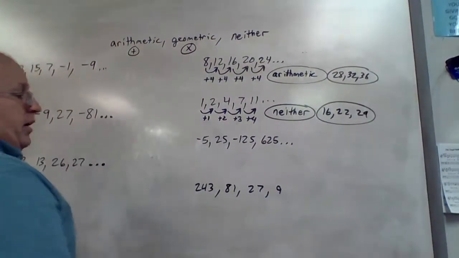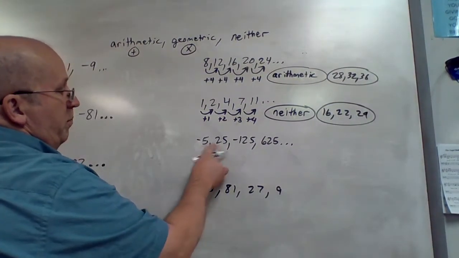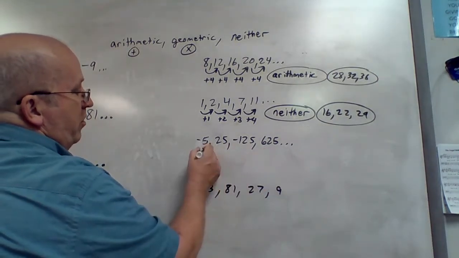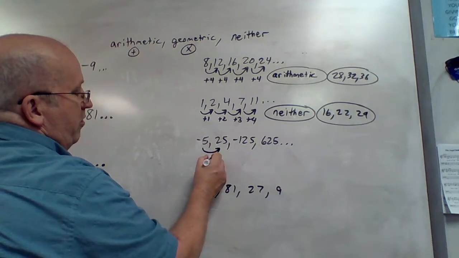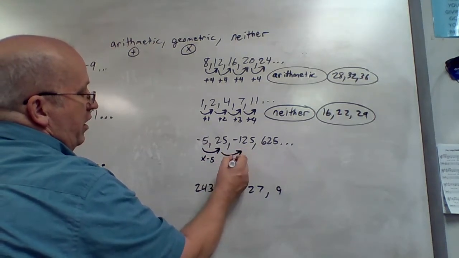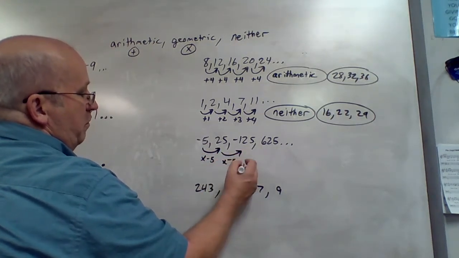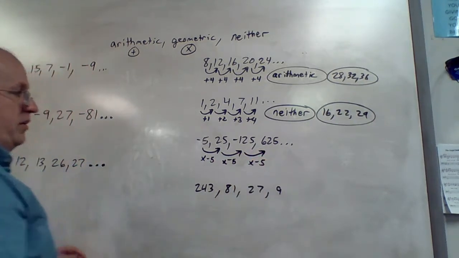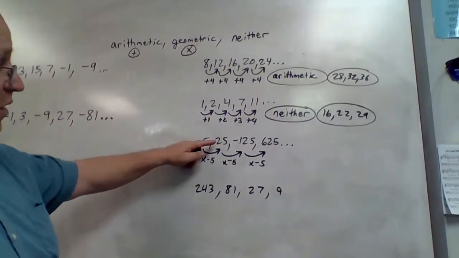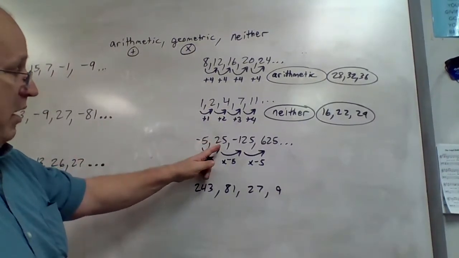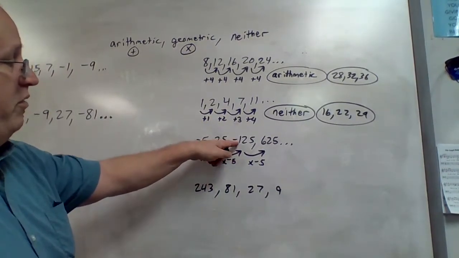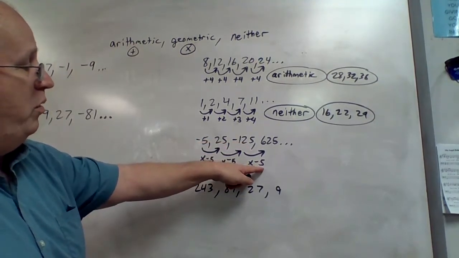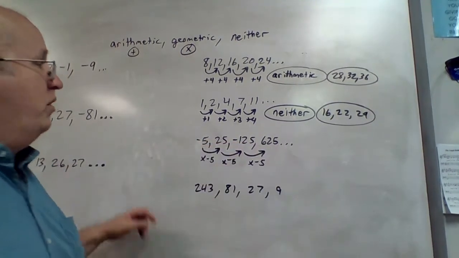Let's look at this next one. Negative 5, positive 25, negative 125, positive 625. Well, that's multiplying by a negative 5 each time, isn't it? Every single time we're multiplying by a negative 5. Negative 5 times negative 5 is positive 25. Positive 25 times a negative 5 is a negative 125. Negative 125 times a negative 5 is positive 625.